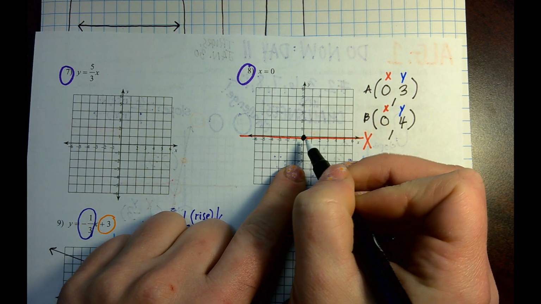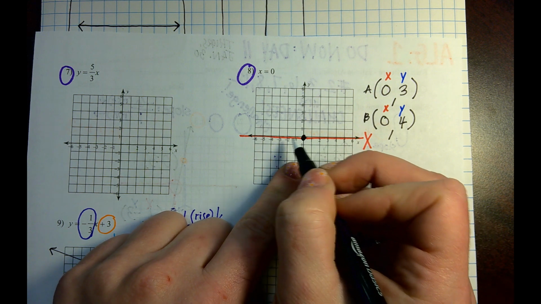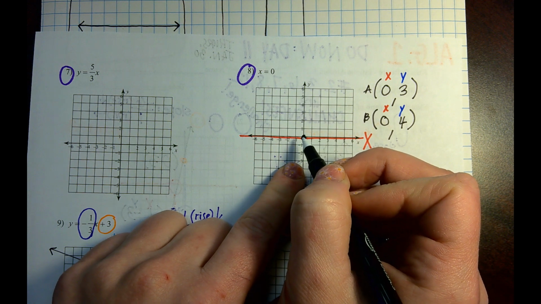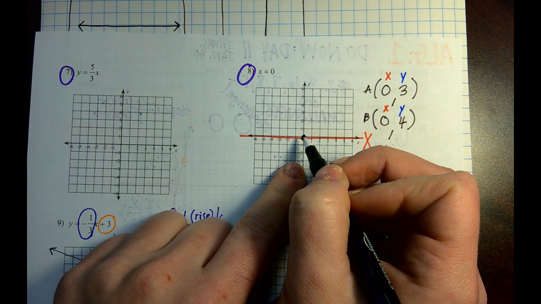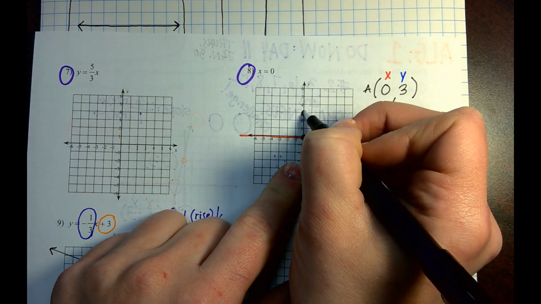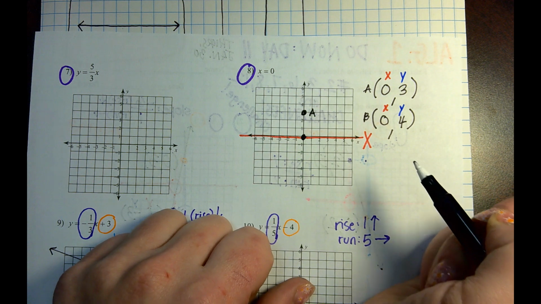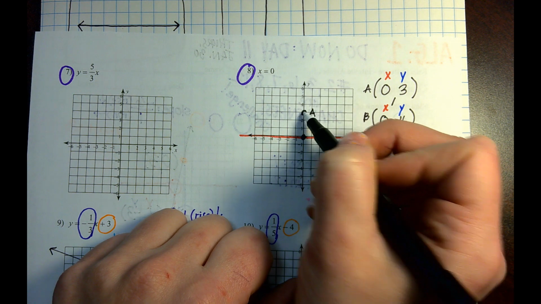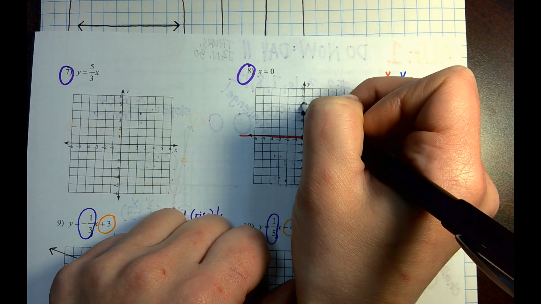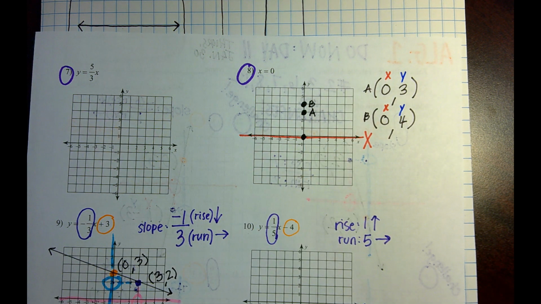So for point A, 0, 3, I'm going over 0 for x. And where do I go for y? Up 3: 1, 2, 3. There's point A. And how about point B? Where do I go now? Just up 1 more to 4. There's B. And then we just connect the dots.